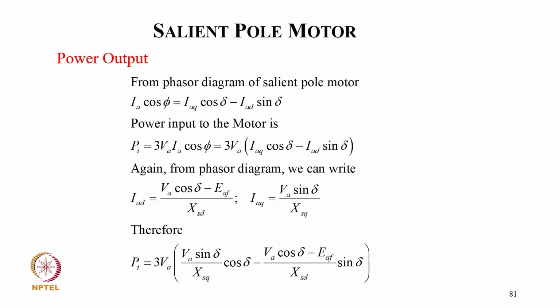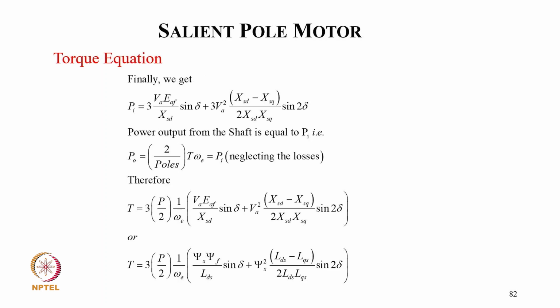Therefore PI equal to 3 VA in bracket VA sin delta upon XQ cos delta minus VA cos delta minus EF upon XD sin delta, and finally we get PI equal to 3 VA EF upon XD into sin delta plus 3 VA squared, XD minus XQ upon 2 XD XQ, into sin 2 delta.